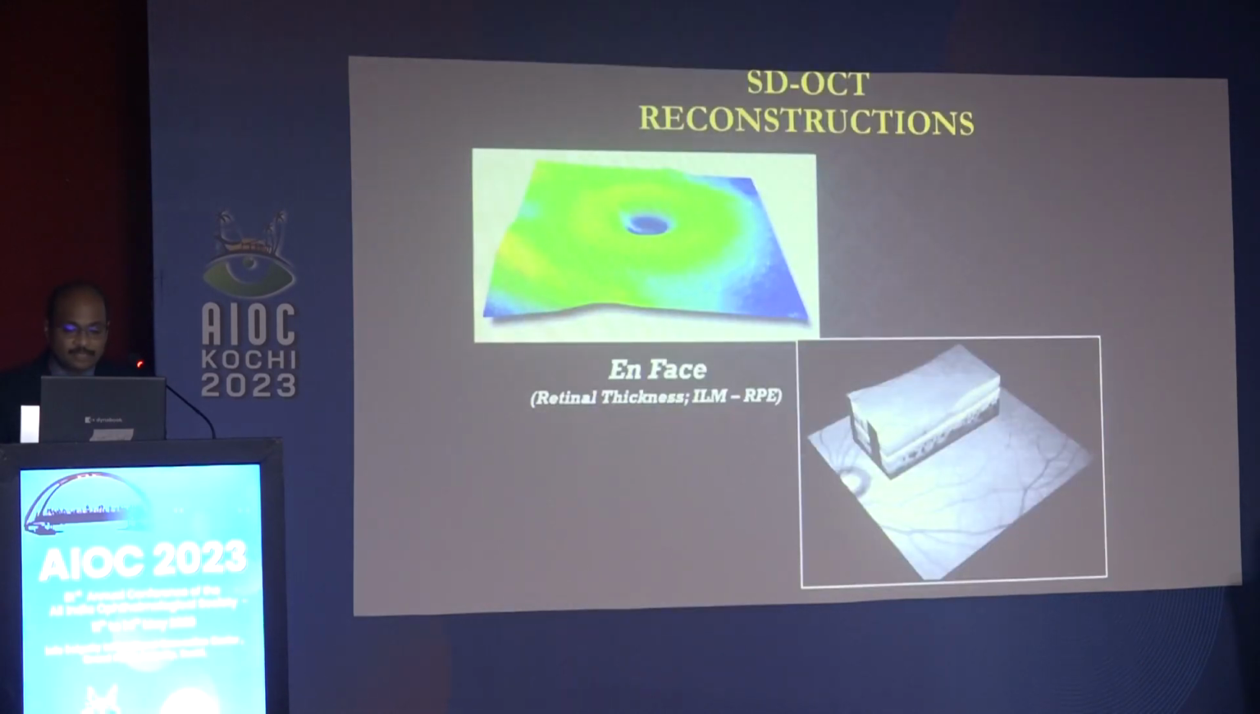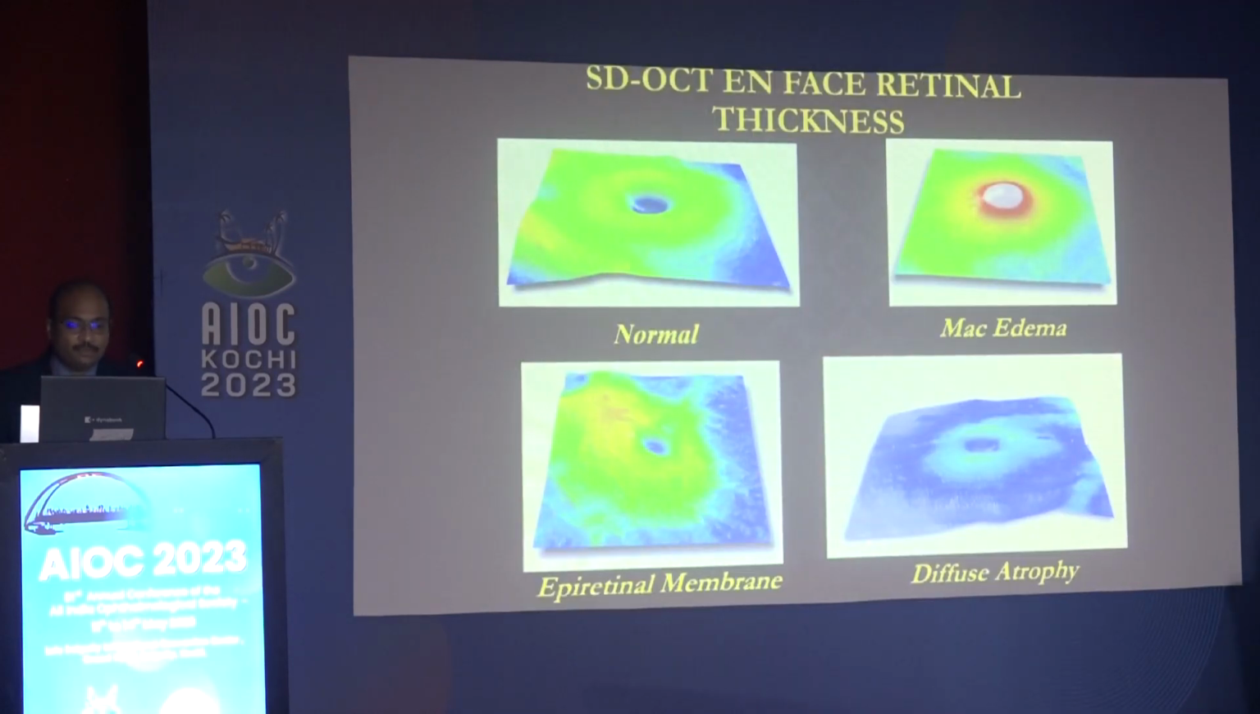So these are representations. This is the surface of the retinal thickness ILM map, and this is how a normal map should look. Macular edema is where there's a swollen blister in the middle, and it's color coded, so you see red and white on top. An epiretinal membrane is like a chewing gum on top in green, and diffuse atrophy is where you get a dimple and this thinning out.